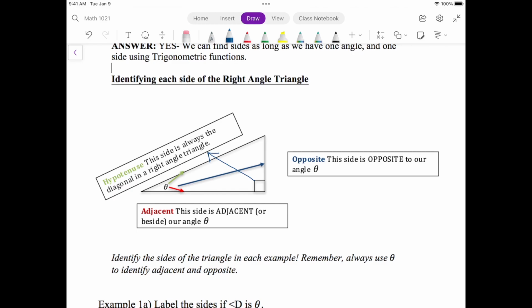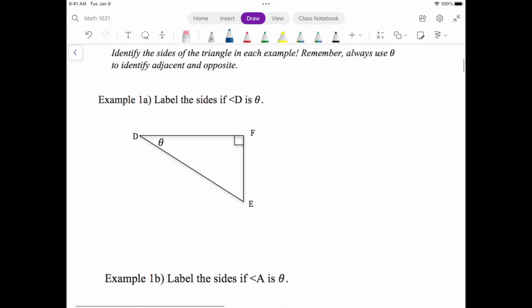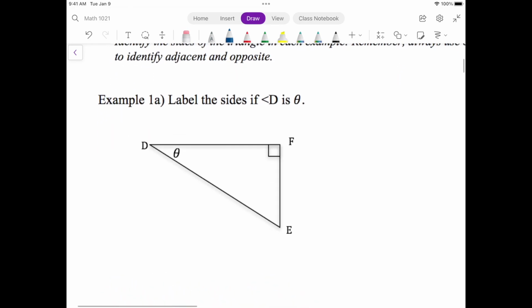So let's practice this naming first before we jump into looking at the actual functions. If I have this angle here, then the first thing I'm going to do is find my right angle, and I'm going to go across from it, and this is going to be my hypotenuse. I then am going to go across from the theta angle, and this side is going to be the opposite, and my last side becomes my adjacent.